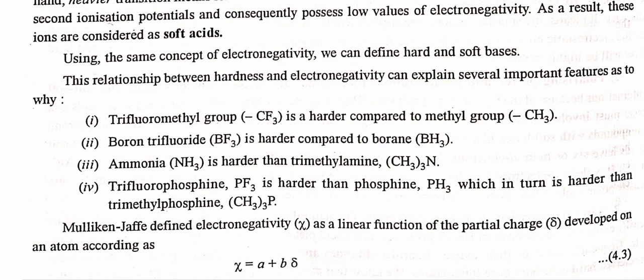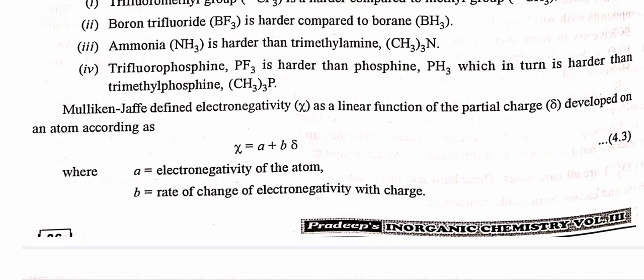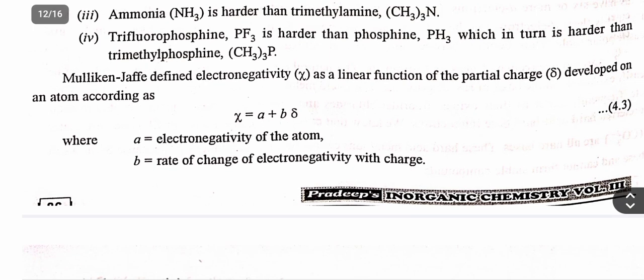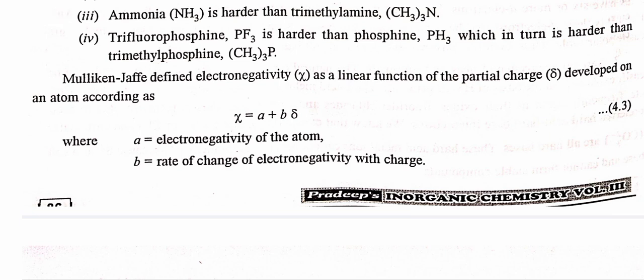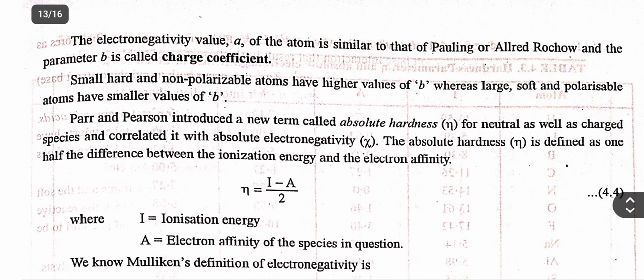Mulliken and Jaffe defined electronegativity as a linear function of the partial charge developed on an atom, according to χ = A + Bδ, where A is the electronegativity of the atom, B is the rate of change of electronegativity with charge. The electronegativity value A of the atom is similar to that of Pauling or Allred-Rochow, and the parameter B is called the charge coefficient. Small, hard and non-polarizable atoms have higher values of B, whereas large, soft and polarizable atoms have smaller values of B.